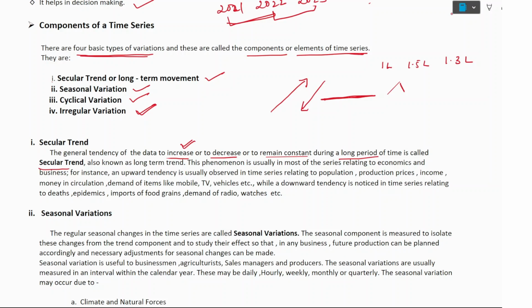Now see here, if you consider some examples like the population, the population rate always keeps on increasing. The production cost is always increasing. Income for a person is also increasing.